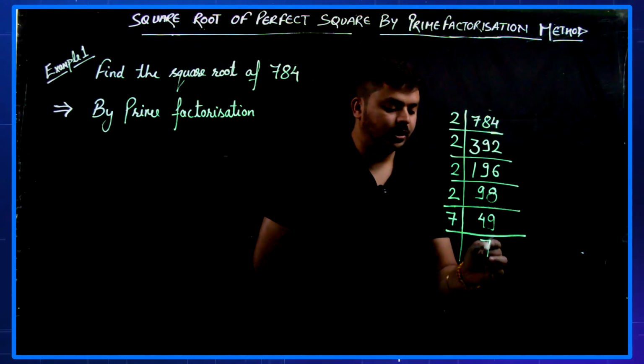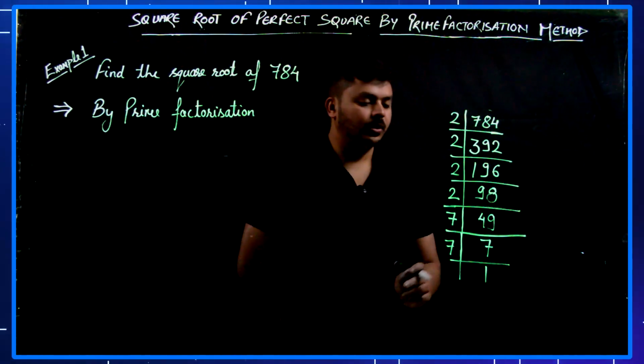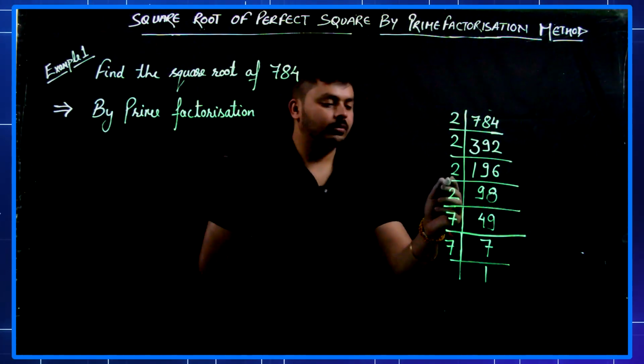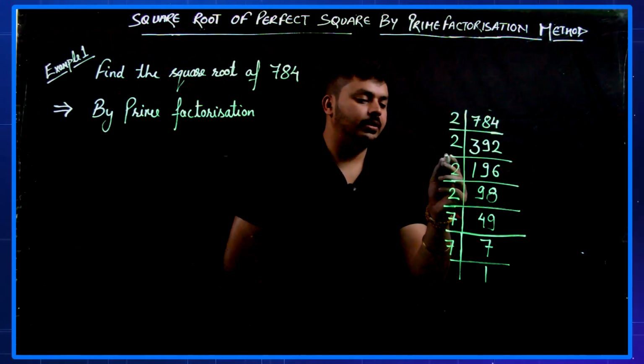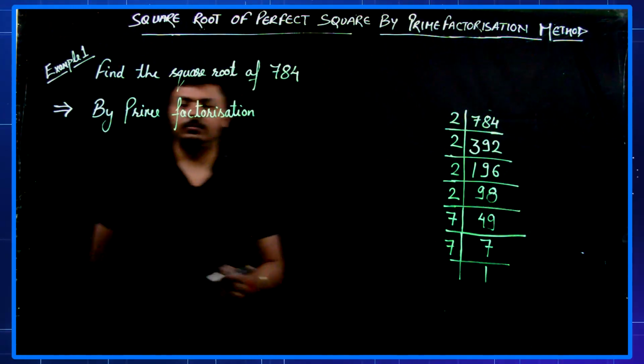7 sevens are 49 and 7 ones are 7. So these are the factors, or we can say prime factors of the number 784.